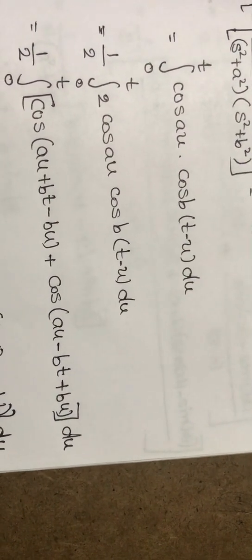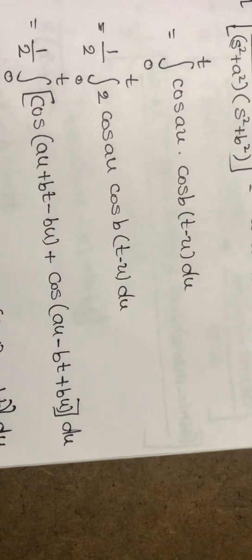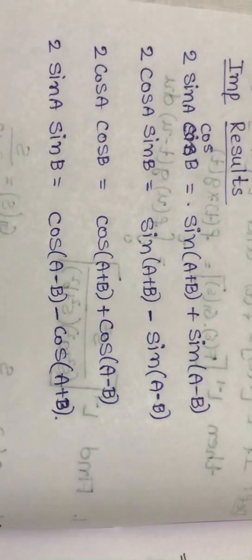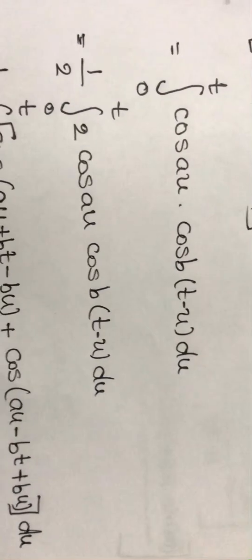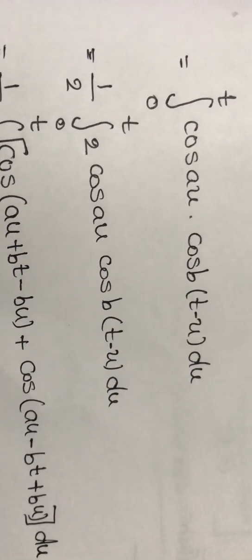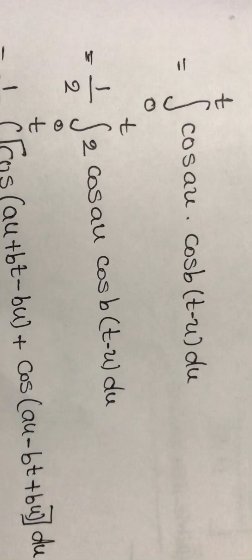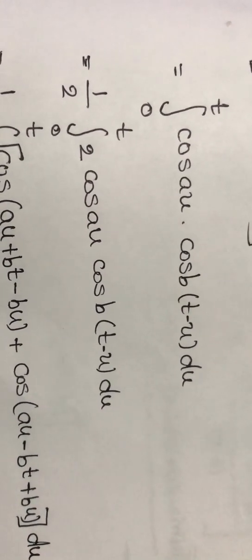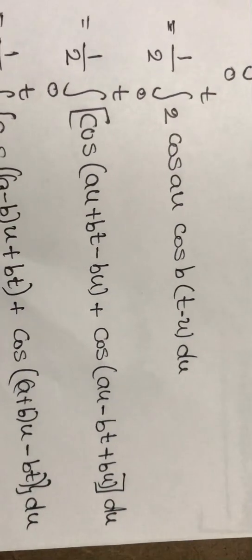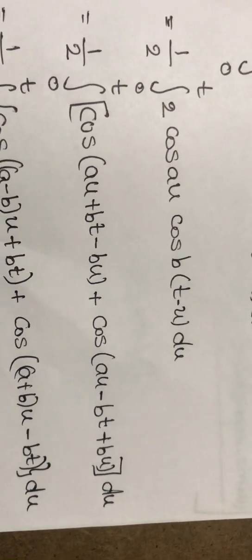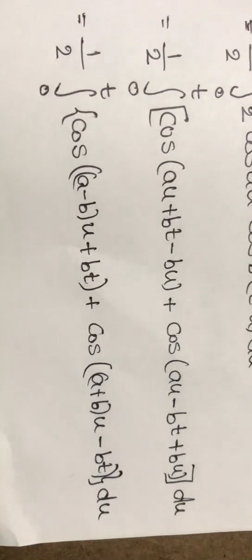Simply we say that it is in the form of cos A into cos B, and we have the formula 2 cos A into cos B is equal to cos(A plus B) plus cos(A minus B). Here 2 is missing, so multiply and divide by 2. We get 2 cos au into cos b(t minus u). It is in the form of 2 cos A cos B, and we apply the formula of cos(A plus B) plus cos(A minus B), and we get the result like this.